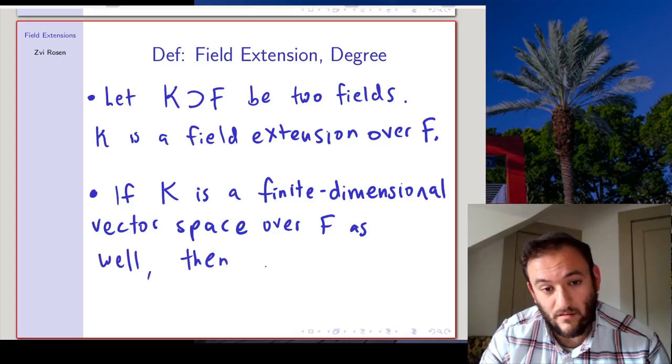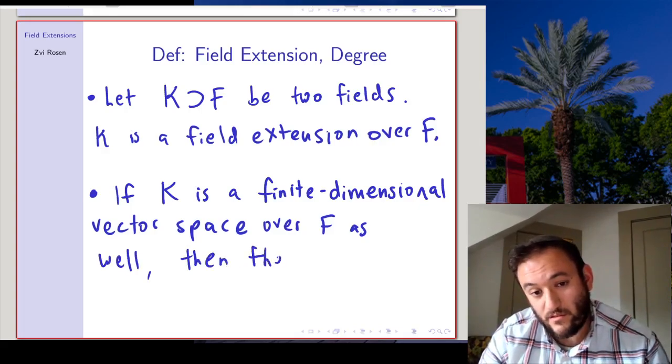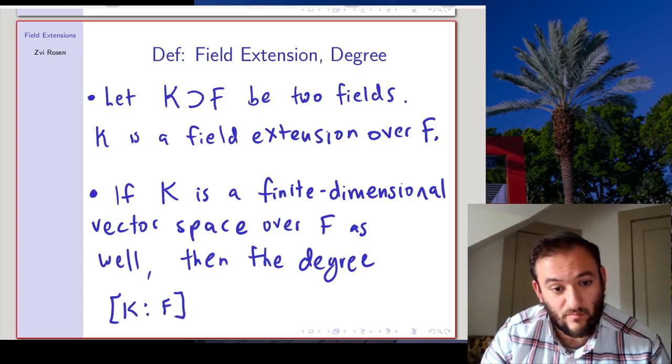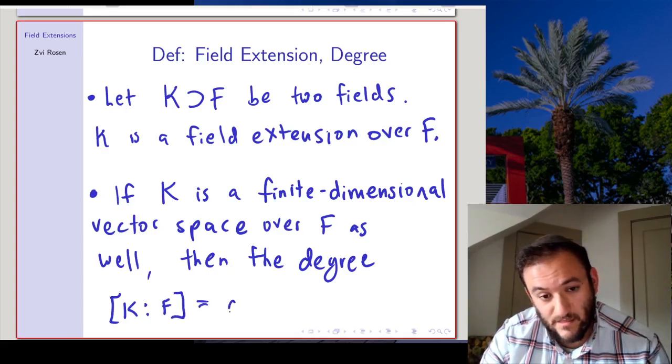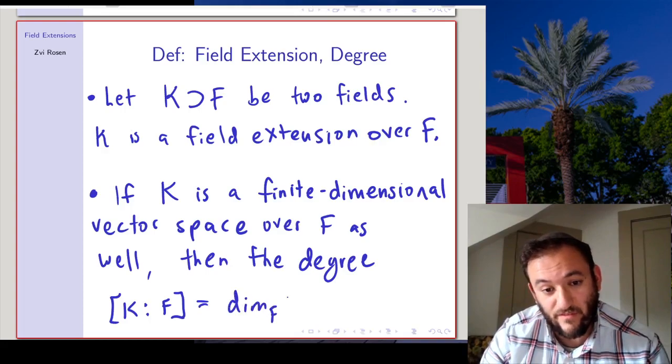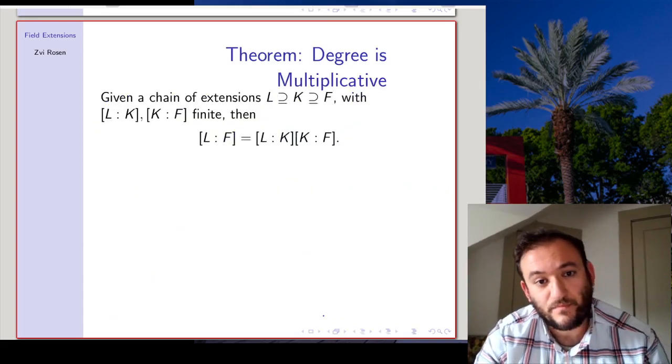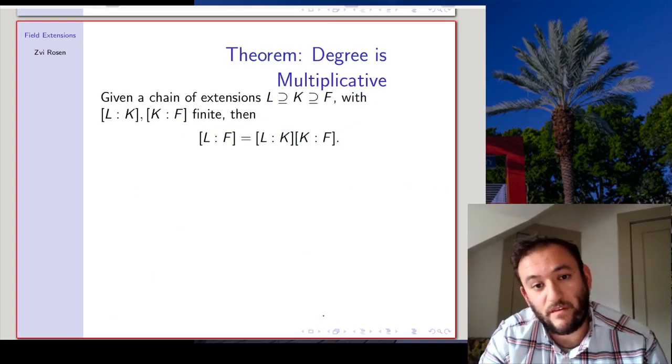then the degree, which is written like this, [K : F] in brackets, is equal to the dimension over F of K as a vector space. Okay, and we have the following theorem.